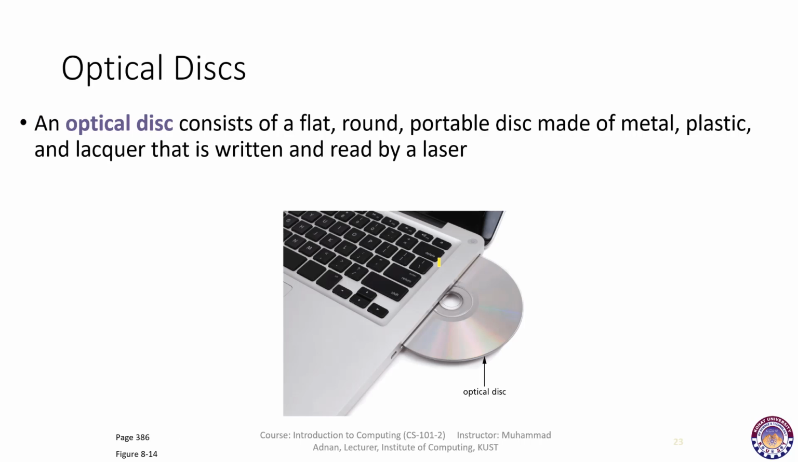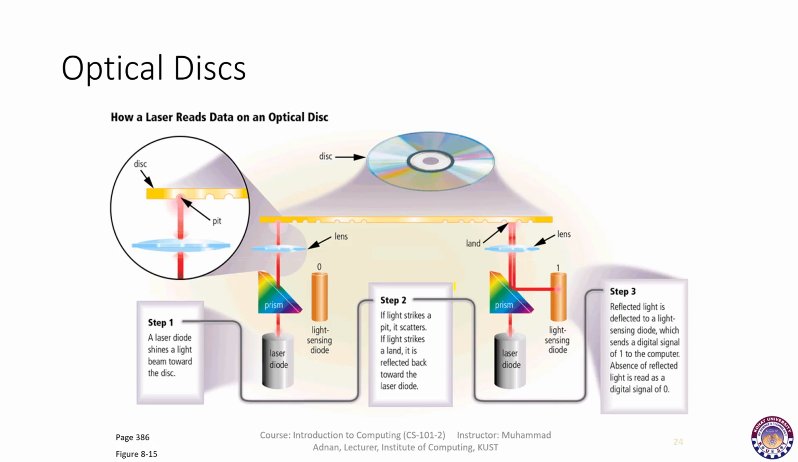An optical disc consists of a flat, round, portable disc made of metal, plastic and lacquer that is written and read by a laser. So this is an optical disc. You use a laser to read and write data. So this is the internal working of how a laser reads data on an optical disc. So you have an optical disc. This is a pit, and when light is thrown on this pit, a laser diode shines a light beam towards the disc.